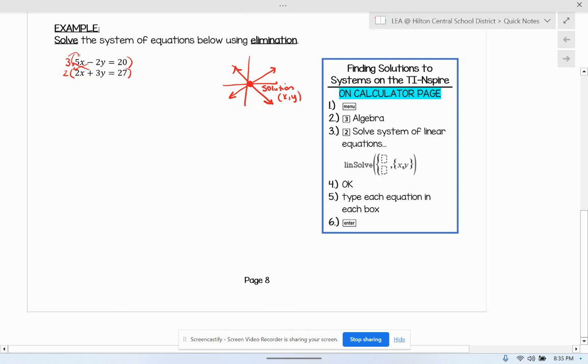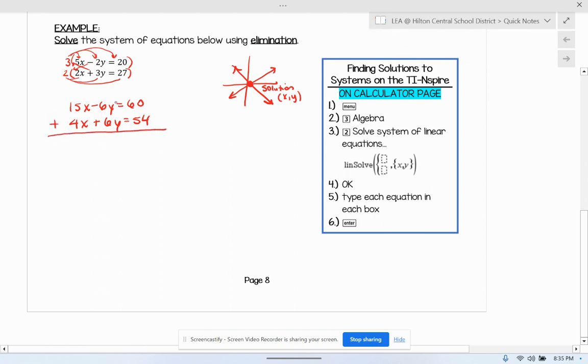I'm going to do 3 times, and my dog is now drinking water right next to me. Okay, so I have 3 times 5x, which is 15x, minus 6y equals 60. And then I'm going to distribute the 2 to each piece in the equation below. I have 4x plus 6y equals 54. And then now I'm going to add these together.